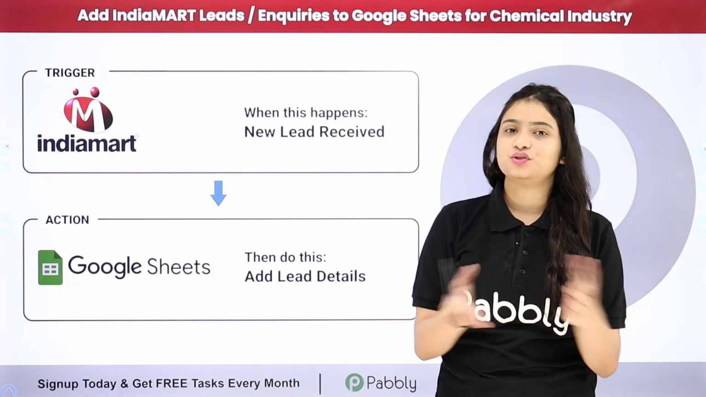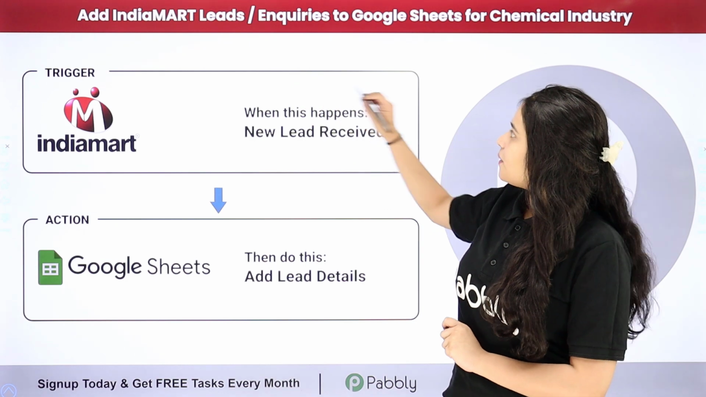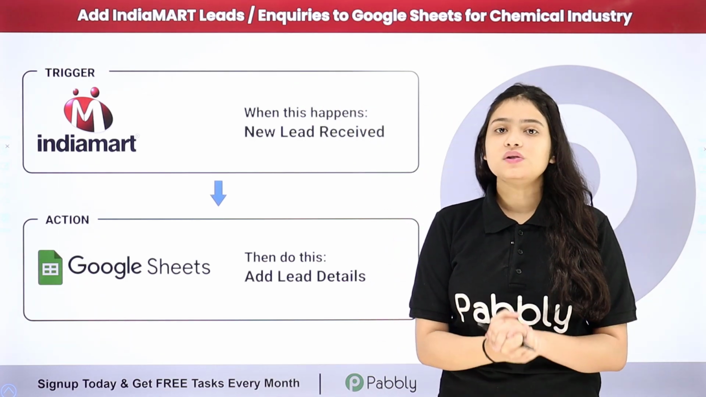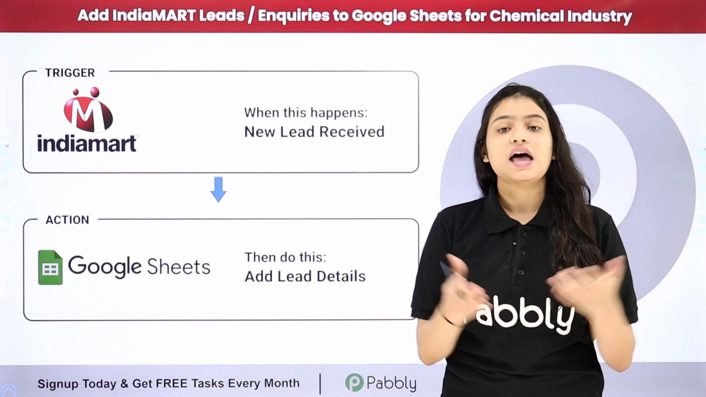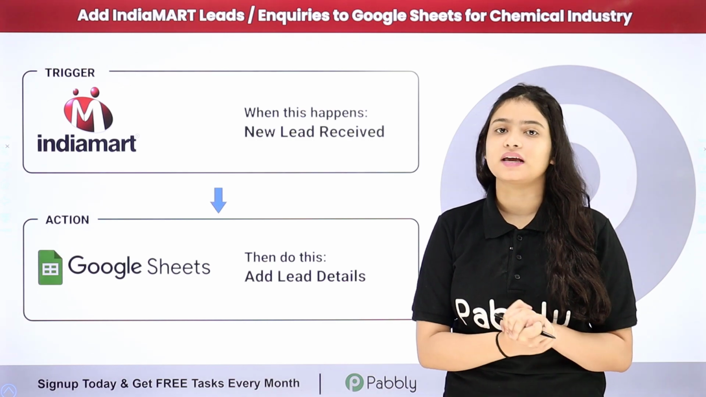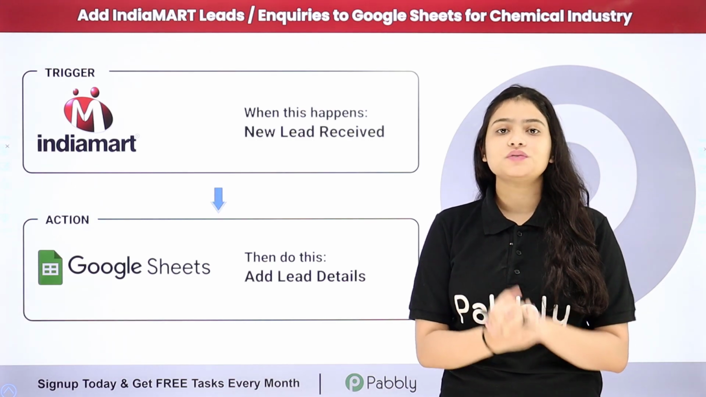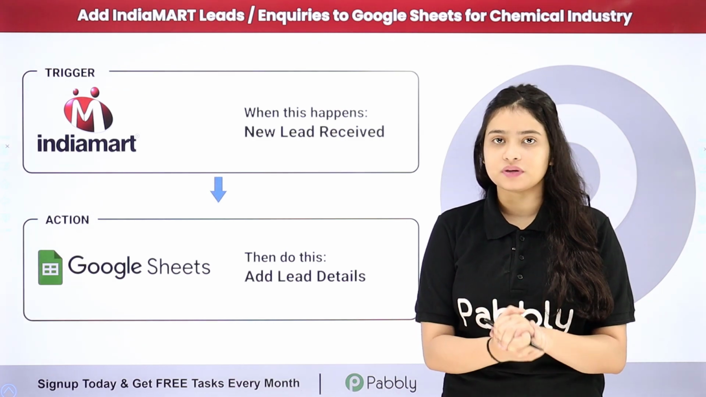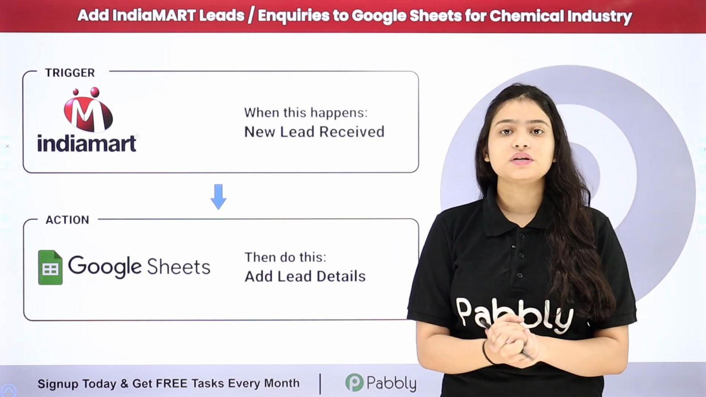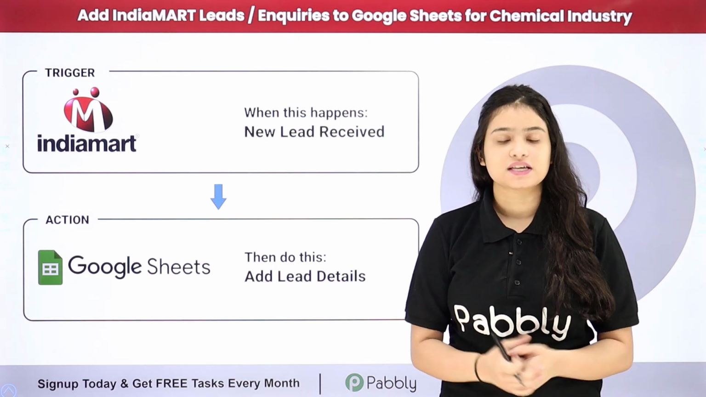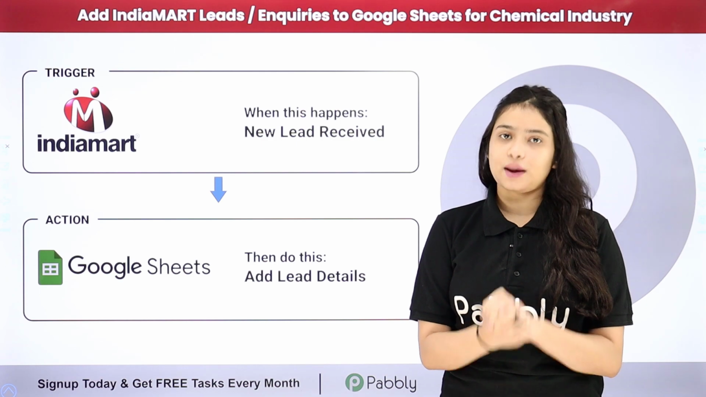In this video, we are going to learn how to add IndiaMART leads and inquiries to Google Sheets for chemical industry. So I am a wholesaler of chemical solutions and adhesives, and I'm promoting my products with the help of IndiaMART, that is an amazing B2B marketplace in India. Now my objective is that every time I'm going to receive a new inquiry or a new lead for my business through IndiaMART, I want to systematically create a record of that leads with all the details in my Google Sheets. So how we are going to automate this entire process?